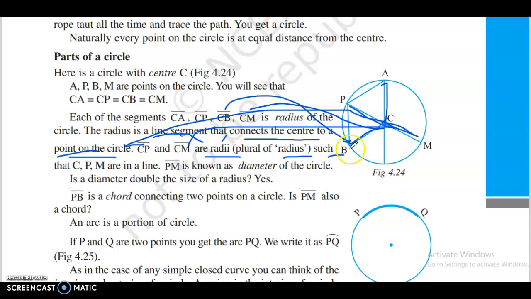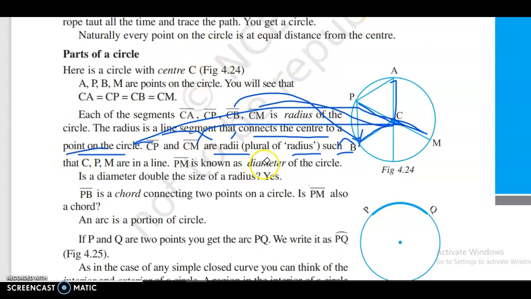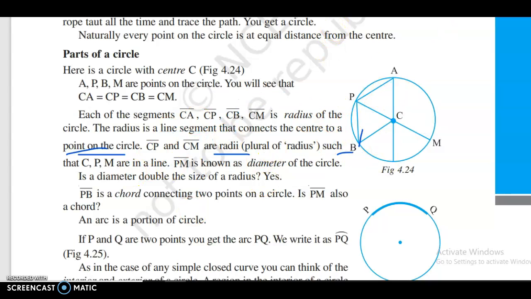Such that C, P, M are in a line. PM is known as the diameter of the circle. Is a diameter double the size of a radius? Yes.